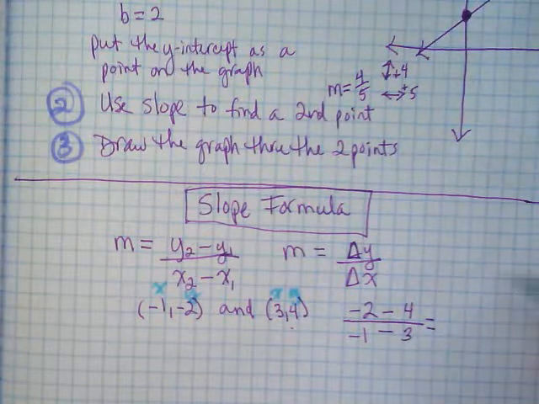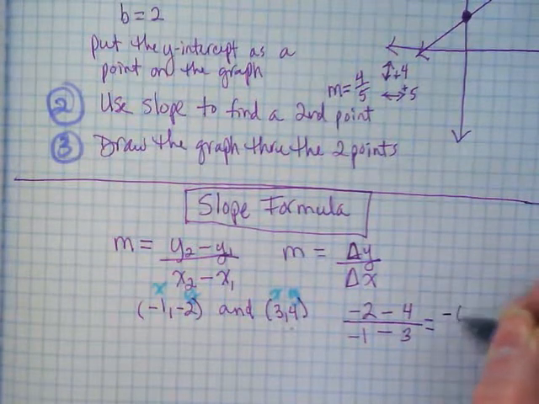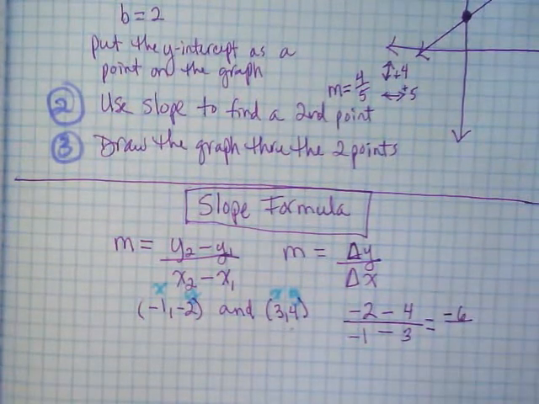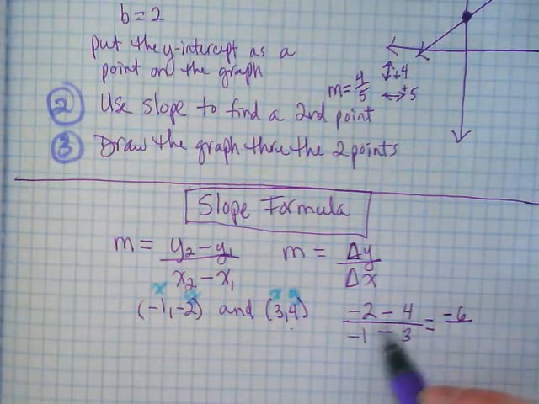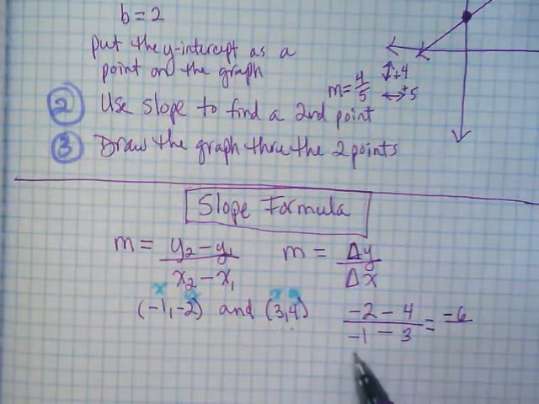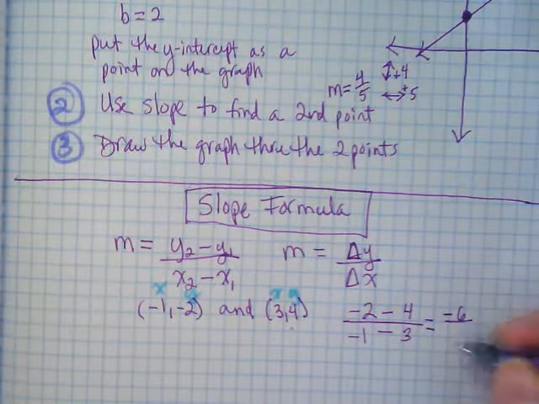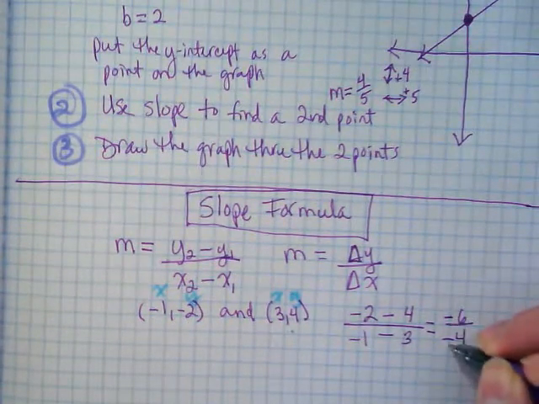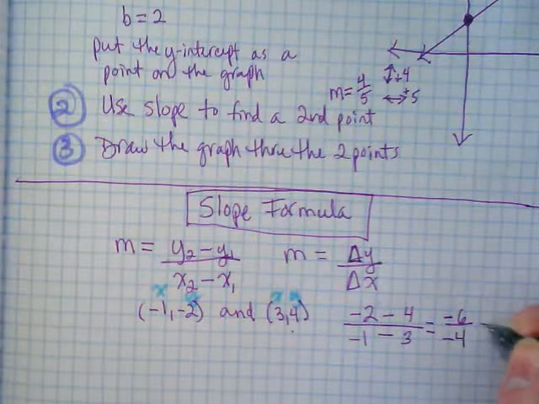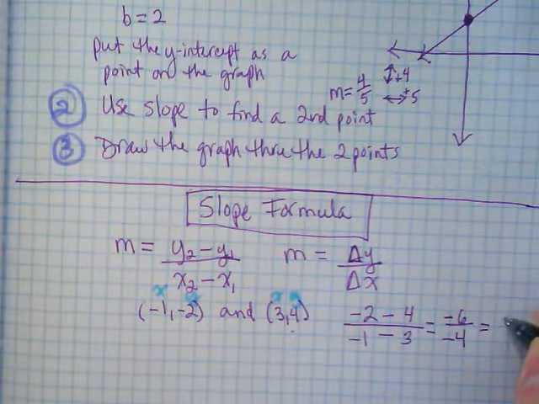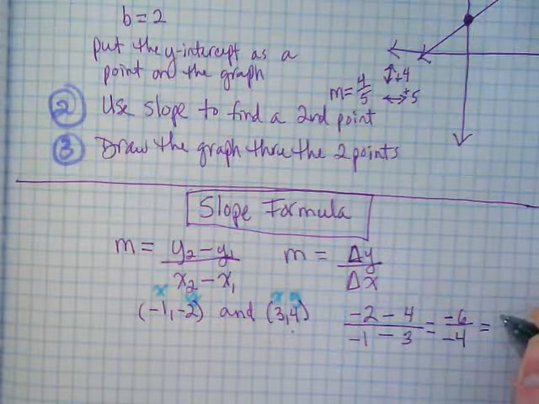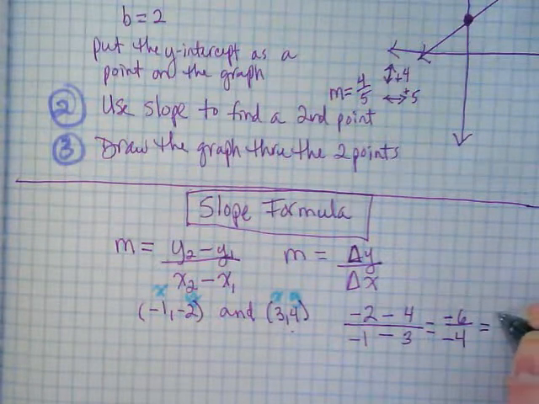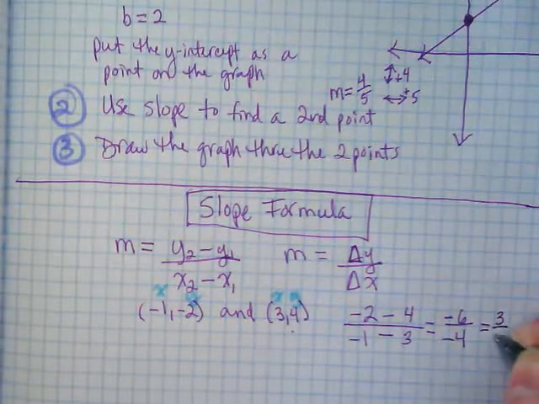Negative 2 minus 4 gives us what? I heard a couple people say it. Negative 2 minus 4 gives us negative 6. Negative 1 minus 3 gives us negative 4. Negative divided by negative gives us positive. And 6 divided by 4, it's going to be positive 6 over 4, but it reduces to 3 over 2.